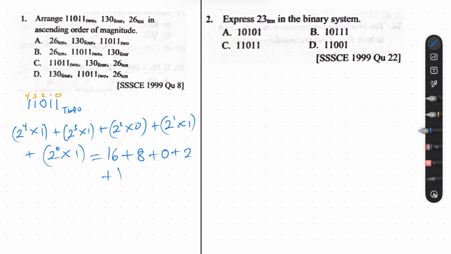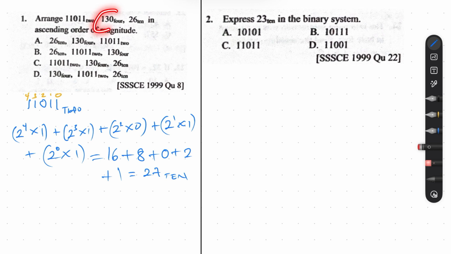So when you add it, what do we get? 16 plus 8 is 24, plus 0 plus 2 is 26, plus 1 is 27, right? So 27 base 10, right? Now let's go on and then do the one in base 4.